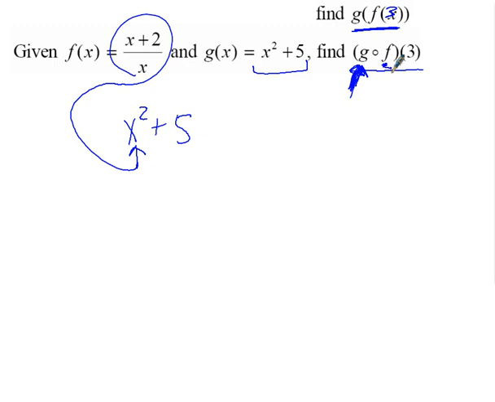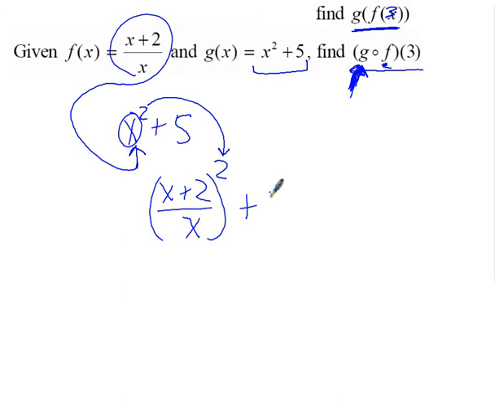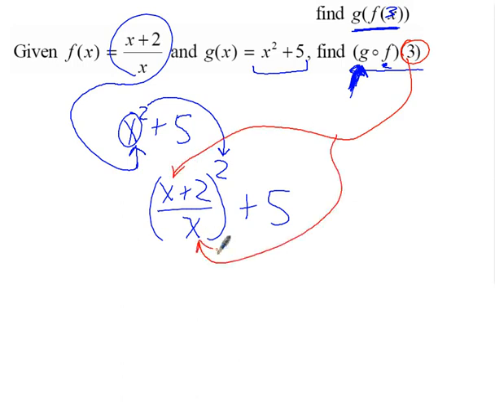So g of f of x. We're going to go x squared, but where we have the x squared now, we're going to plug in f of x. So we have x plus 2 over x in parentheses squared, because that's what it was squared, plus 5. And we are going to take this 3 now and plug it in for x. So we've got 3 plus 2 over 3 squared plus 5. And then we're going to simplify.